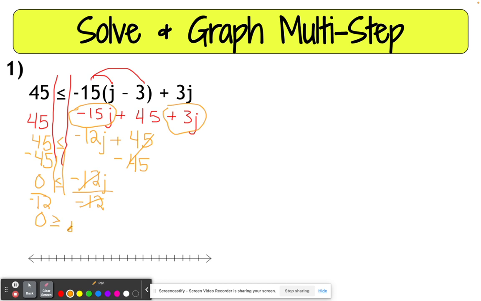Now, I don't like the way this inequality is written. I like to have my variable on the left, so I'm going to rewrite it with my j on the left, my 0 on the right, and because I changed the order of my inequality, I have to turn my sign around. Notice it's pointing at the j. I want to keep it that way. So j is less than or equal to 0. If I were to graph that, I would have a closed circle at 0, and all of the numbers that are less than or equal to 0 would be a solution. So all those negative numbers and 0.